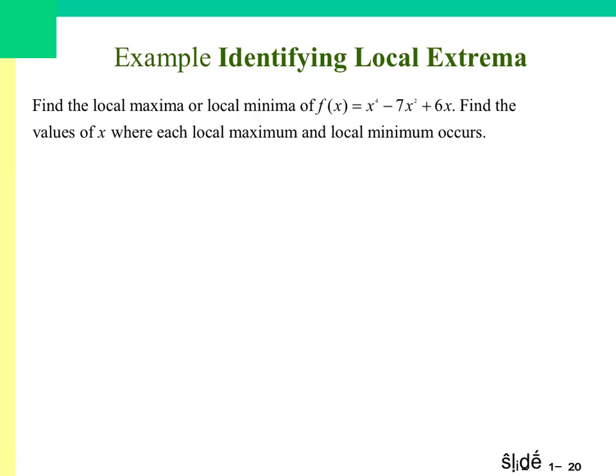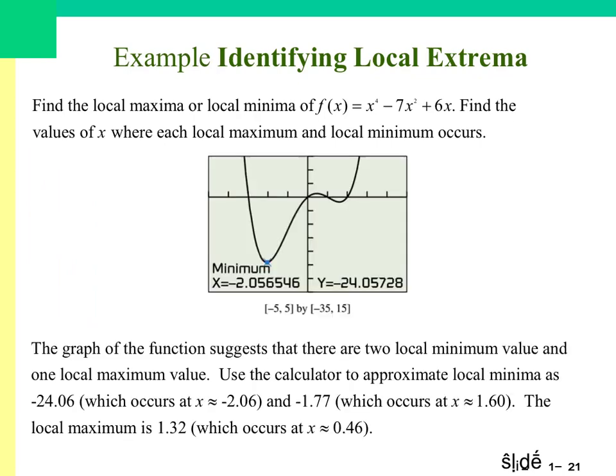Example, identify the local extrema. Find the local max or local min. Find the values of x where the local max and local min occur. Okay. So, I look at 3 points. 1, 2, 3. So, the graph of the function suggests that there are 2 local minimum values. Use the calculator. So if you don't remember how to find max and mins, I will do so.